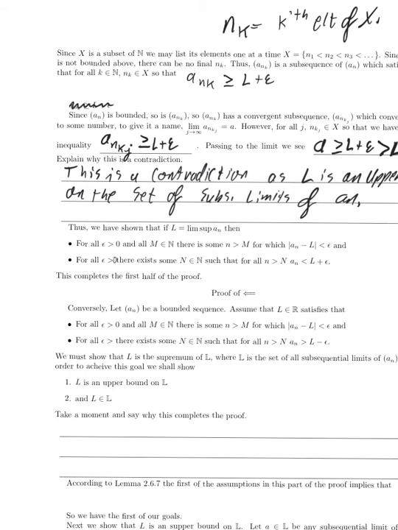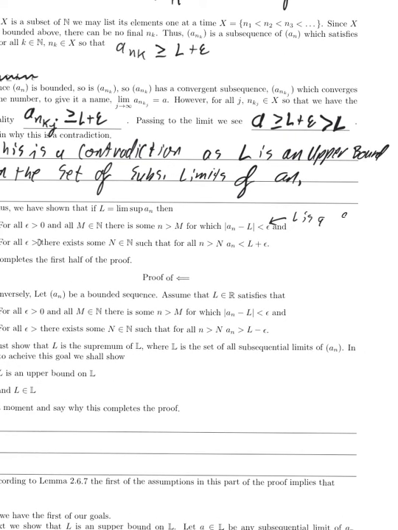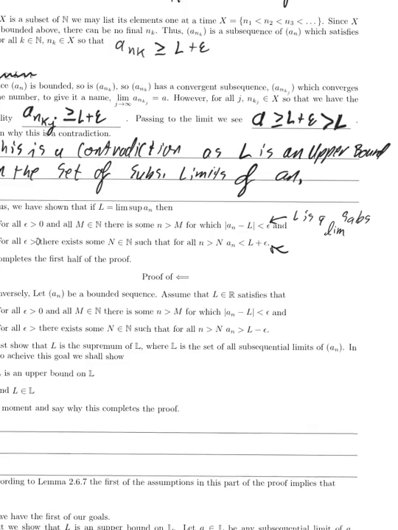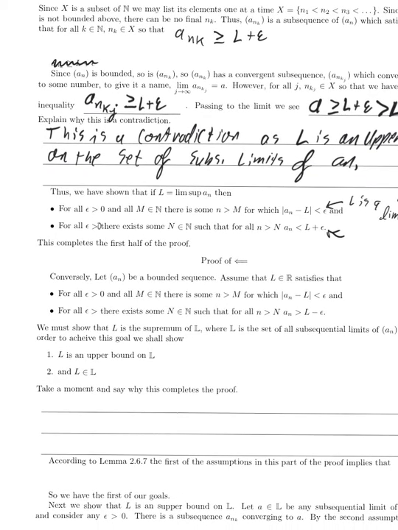And maybe I'll even pause for a moment and say, so what do these two conditions together say? Well, we know what this one is. This one just says that L is a subsequential limit. Let's look at this one really quickly. So, what does this one say?